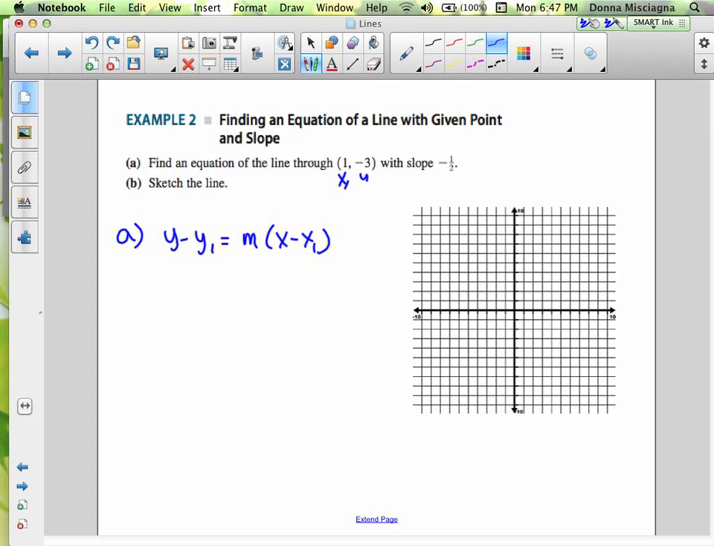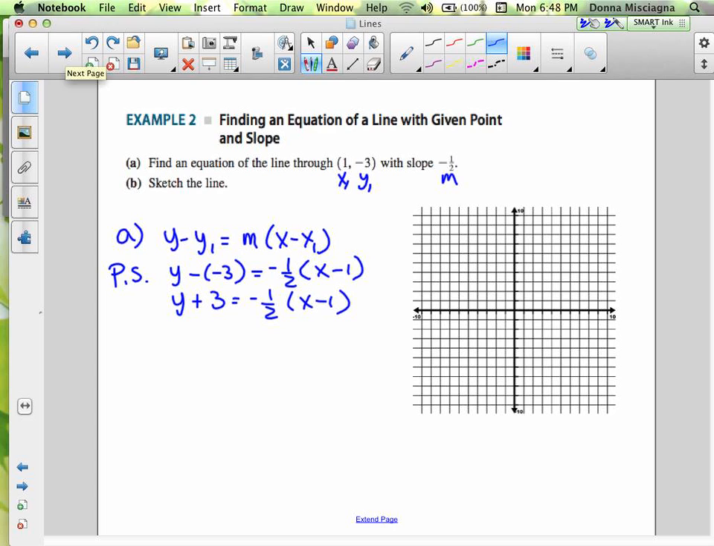The point that we're given is a point on the line, and of course m stands for slope. So the equation of the line in point-slope form would be y minus a negative 3 equals negative 1/2 times x minus 1. This is our equation in point-slope form. And let's actually simplify that, sorry. y plus 3 equals negative 1/2 times x minus 1. Simplify the double negatives there.